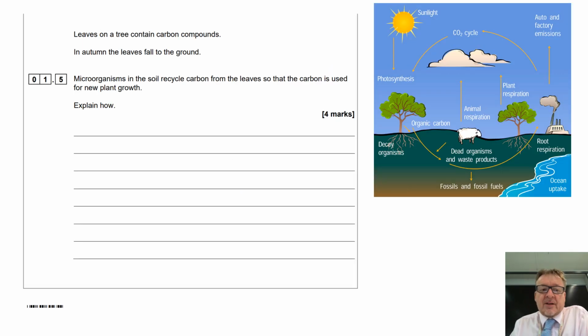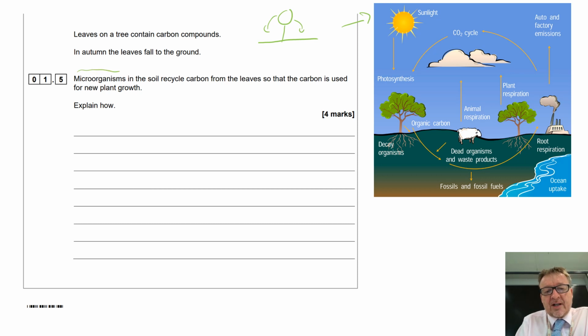Okay, right, so now what we're doing is we're looking at the carbon cycle. What I've done here is chuck in a diagram of the carbon cycle. Obviously it's not part of the exam paper, but I think it'd end up being quite useful. So, leaves on a tree contain carbon compounds. In autumn, the leaves fall to the ground. So we've got our tree, there's the ground, leaves fall to the ground.